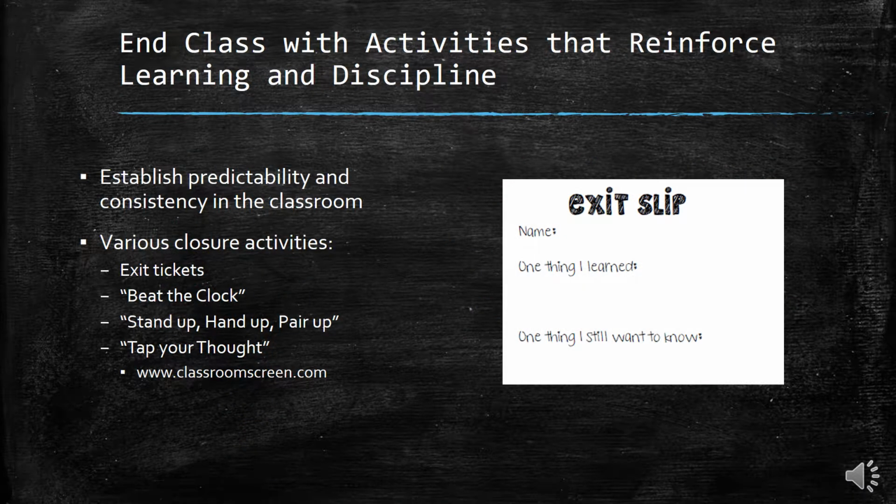In a handbook for classroom management that works, the strategy that they give for ending a class period or a school day is to end your class with activities that are going to reinforce students' learning and discipline in that class period or whatever it is that they were learning for that time. These activities establish predictability in your classroom. That way students know that they will have some kind of exit activity that they are going to have to do at the closure of a lesson before they begin packing up their things.